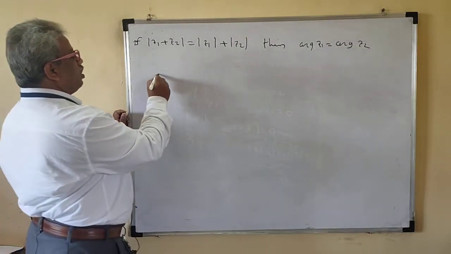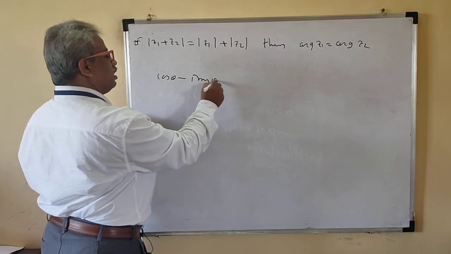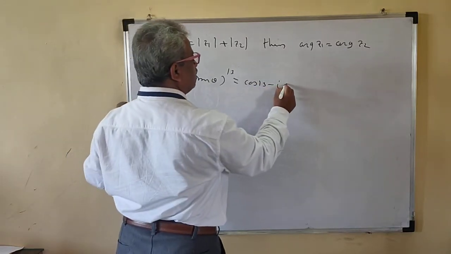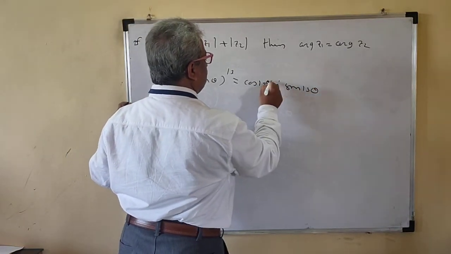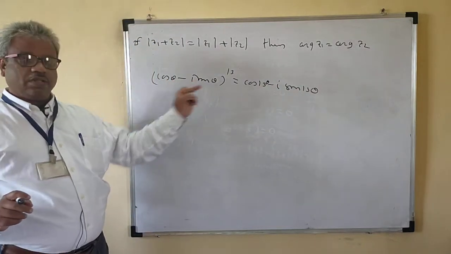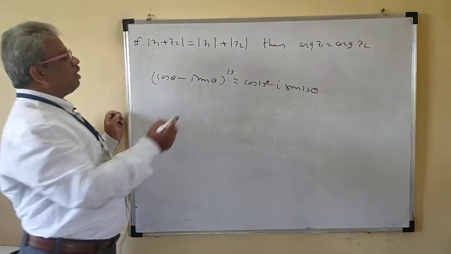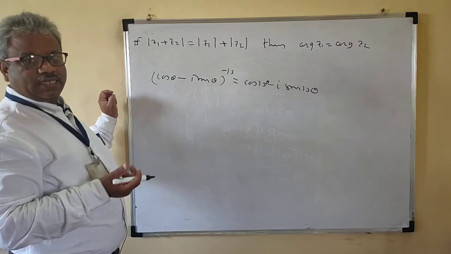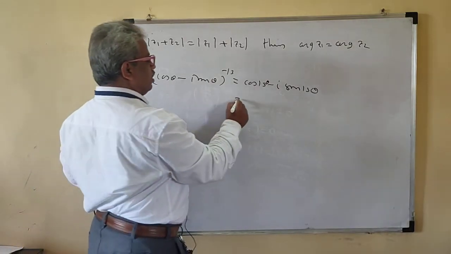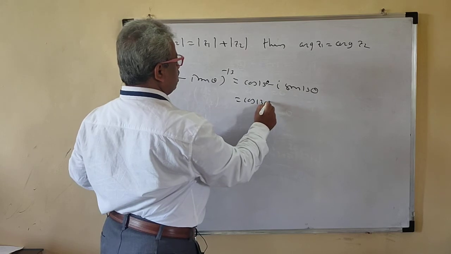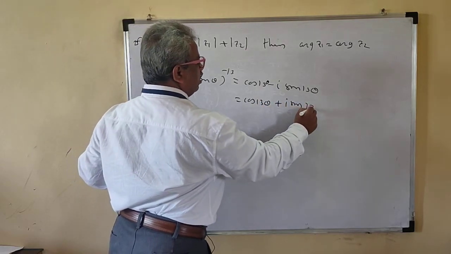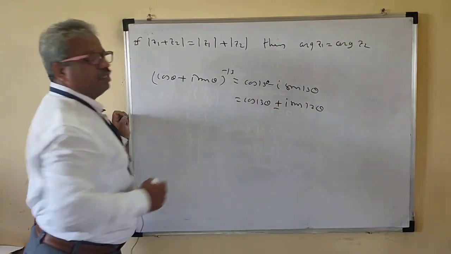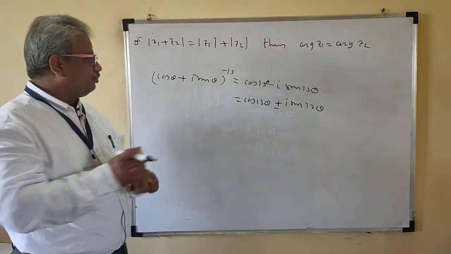One more thing: suppose this is (cos theta minus i sin theta) to the power 13. This is cos 13 theta, and if minus is there, minus is there, sin 13 theta, whatever the angle may be. If it is minus, you have to write a minus. Because cos of minus theta is cos theta, this becomes plus now. Then this is cos 13 theta, and minus i sin 13 theta. If it is plus, then this becomes minus. So take care of this one.